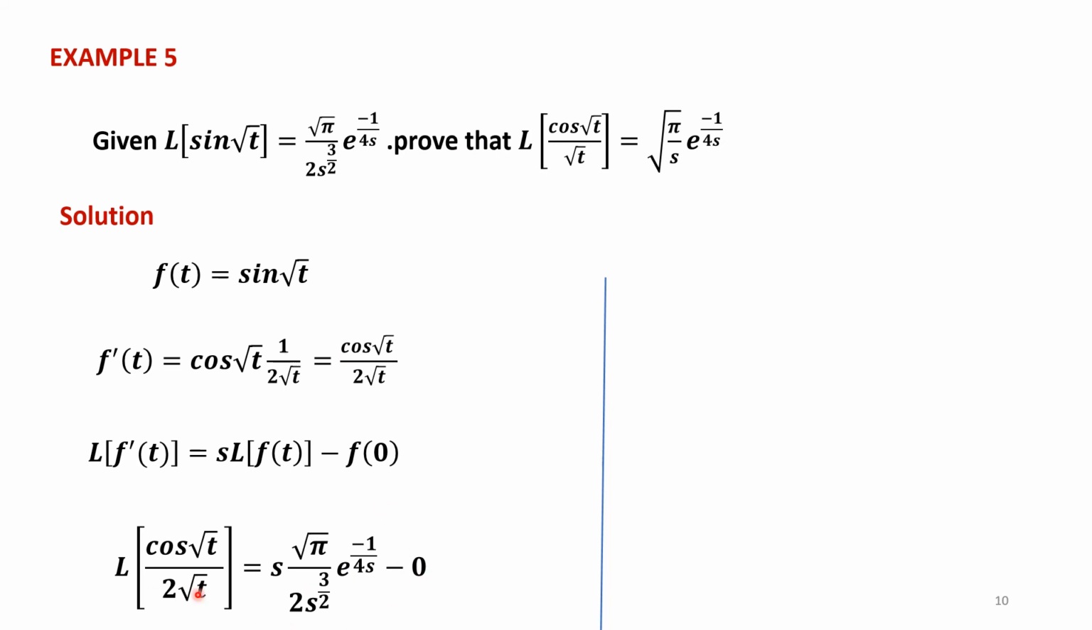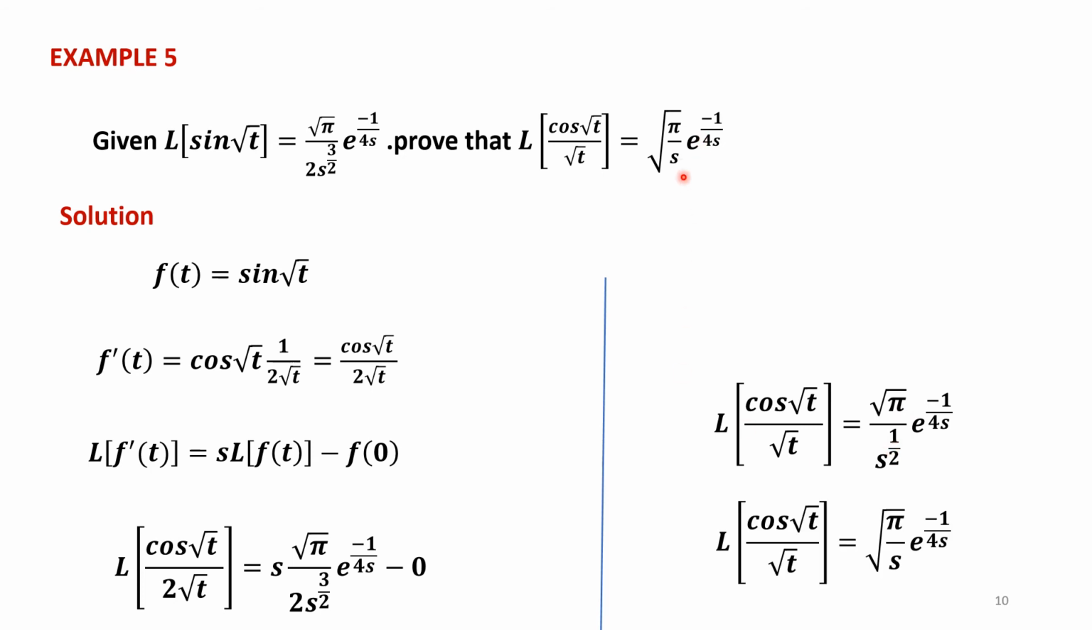So now we are having here also 1, 2, here also 1, 2. That 2 can be cancelled and can be written as L of cos root t upon root t is root pi upon... Here also we have 1s, here we have s raised to 3 by 2. If I combine both the s's, we will get s raised to half. Rest all the terms are same. Now if I combine root pi and root s, I can write root of pi by s into e raised to minus 1 by 4s.